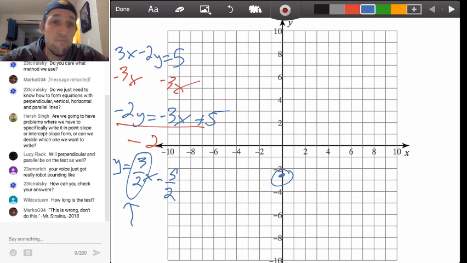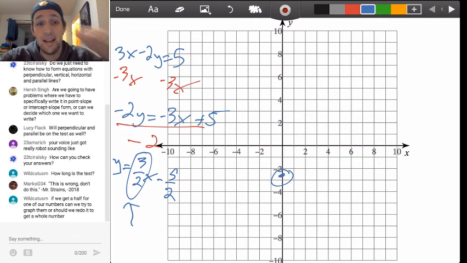Wildcat USM, no idea who you are, but you asked how long the test is. Not particularly long: a couple of each graphing type, and then a few equation writes. I forget exactly how many it is, but it shouldn't be a huge deal.